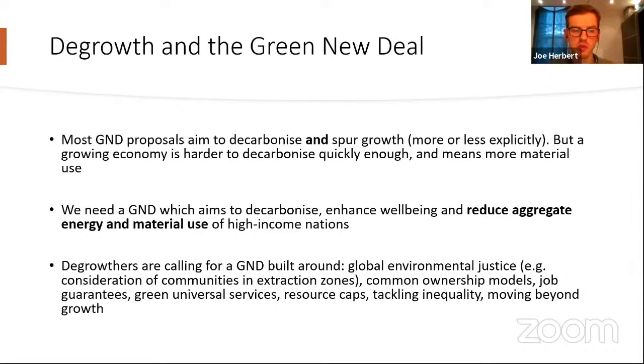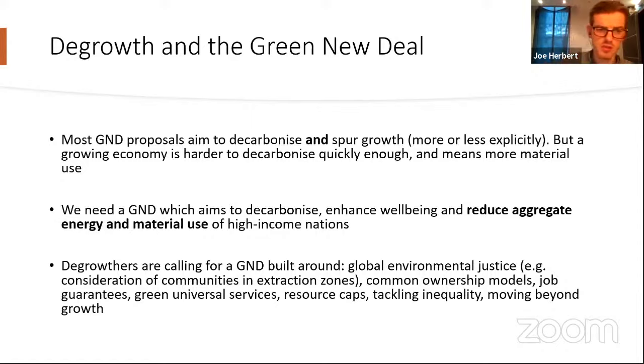So degrowth approaches the Green New Deal as something positive, but says we actually need a Green New Deal which, yes, aims to decarbonize and enhance well-being, but also explicitly needs to reduce levels of energy and material use in high-income nations. So that needs to be built into the way the Green New Deal is designed in a country like the UK.